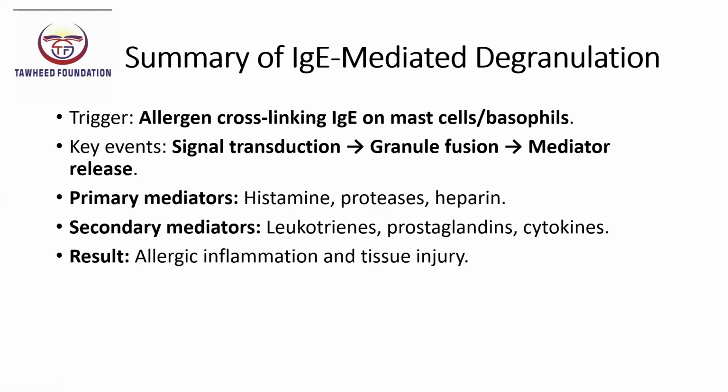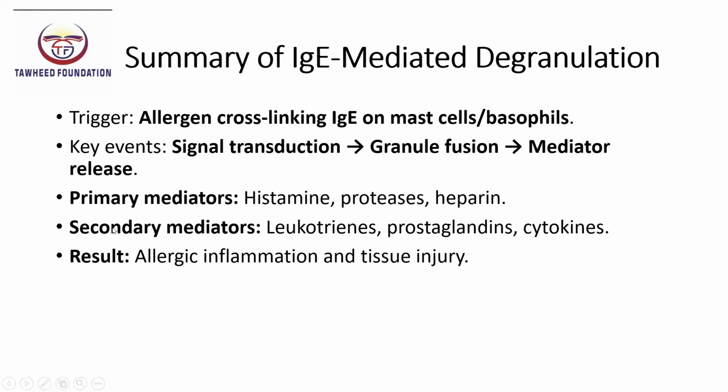Next is summary of IgE mediated degranulation. So in summary, type 1 hypersensitivity is triggered by allergen cross-linking of IgE antibodies on mast cells and basophils. This initiates a series of intracellular signaling events that culminate in granule fusion and mediator release.